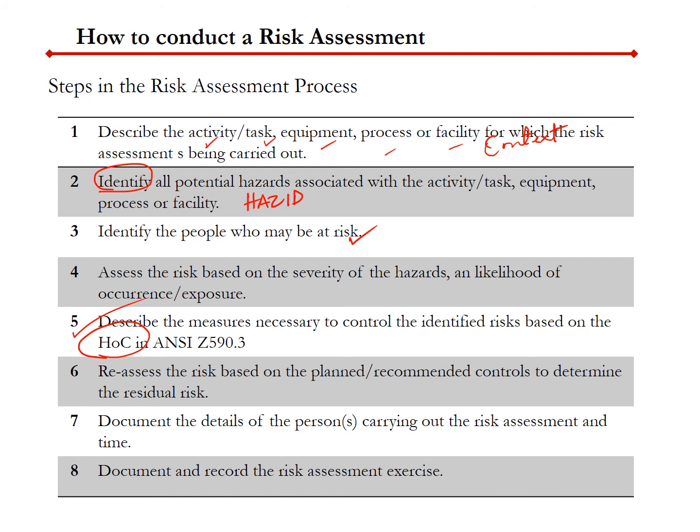Then you reassess the risk, based on the planned recommended controls, to determine the residual risk. So based on the existing controls you assess the risk, and then you make additional controls to determine the future risk. Then you document the details of the persons carrying out the risk assessment and the time, and document to record the risk assessment exercise. So this is basically just another flow of how to carry out the risk assessment process.